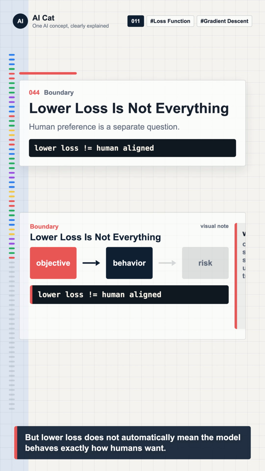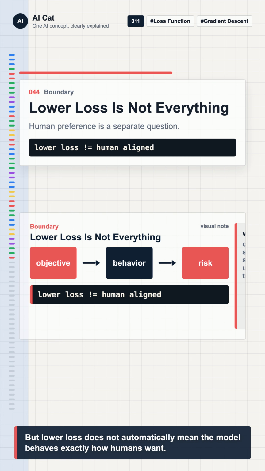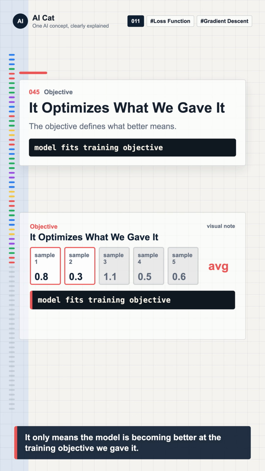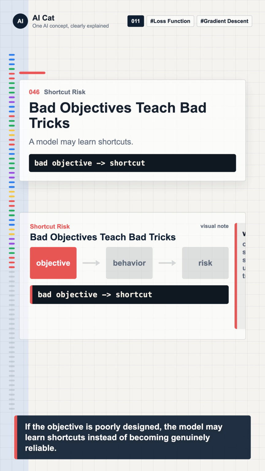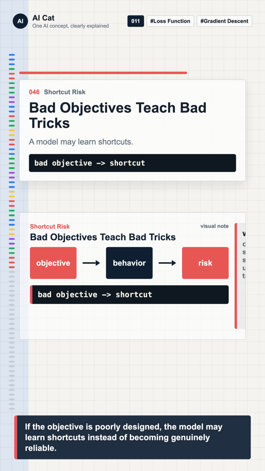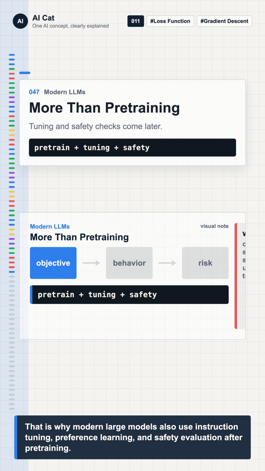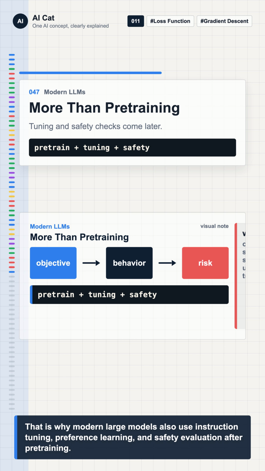But lower loss does not automatically mean the model behaves exactly how humans want. It only means the model is becoming better at the training objective we gave it. If the objective is poorly designed, the model may learn shortcuts instead of becoming genuinely reliable. That is why modern large models also use instruction tuning, preference learning, and safety evaluation after pre-training.